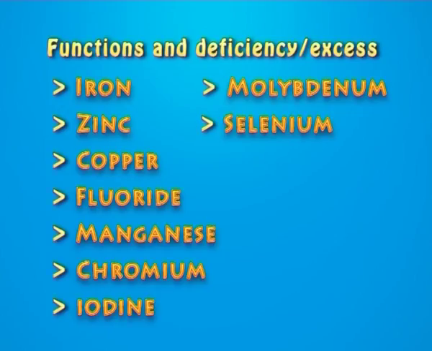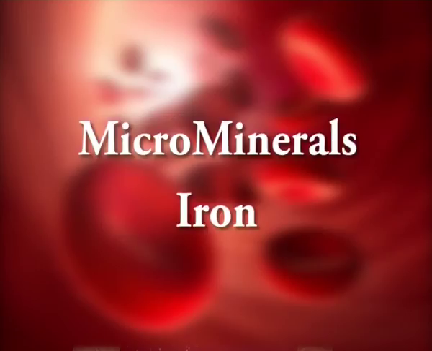Through study of this unit, you will be able to understand functions, deficiency and excess of the following microminerals, which are iron, zinc, copper, fluoride, manganese, chromium, iodine, molybdenum and selenium. Now, let us start with the first micromineral, iron.